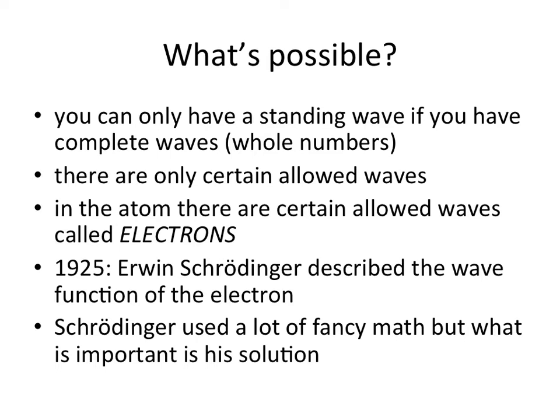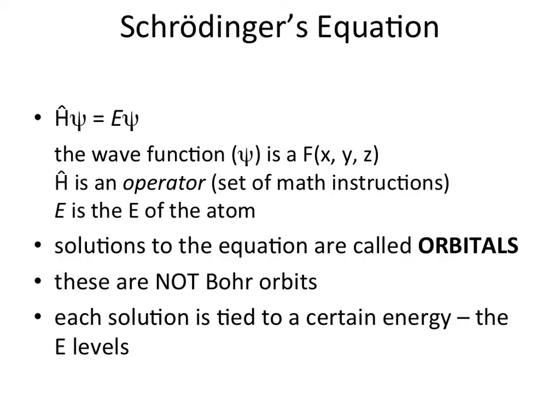There's a lot of calculus involved in the calculation, but we don't really need to know that for this class. That's a PChem type of approach, and you guys will have that if you decide to continue with chemistry into college. So Schrödinger's equation is represented by values here.